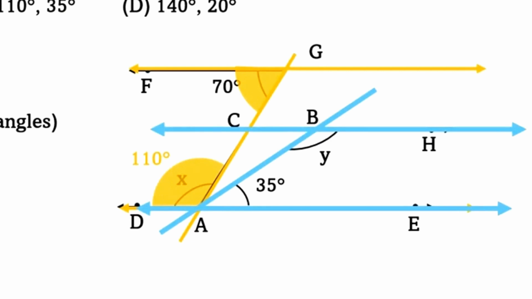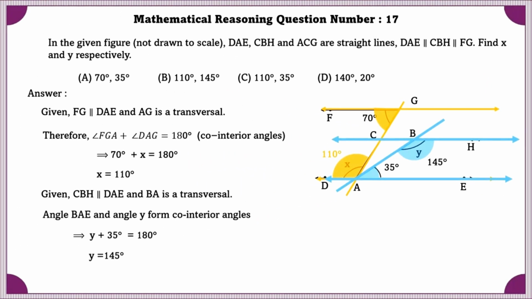Given CBH is parallel to DAE and BA is a transversal. Angle BAE and angle Y form co-interior angles, that is 180 degrees. So Y is equal to 145 degrees.